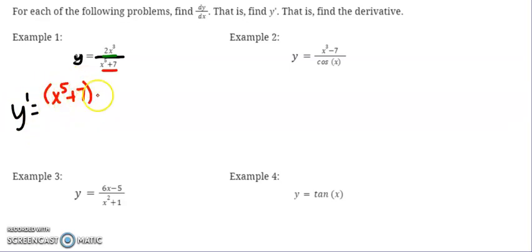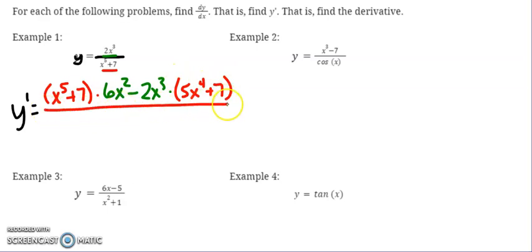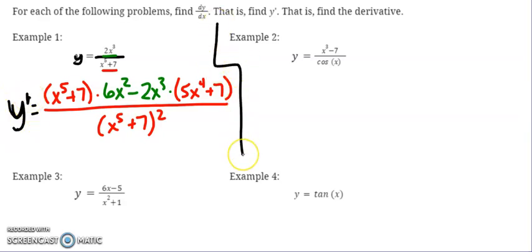low d high minus high d low all over low low, or low squared. And that's it. Leave your answer. It's a mess, but you have found y prime. You have completed your task. It's done. It's over. You could use algebra to clean stuff up if you wanted to. You can multiply these things together and then multiply these things together and then combine like terms and do a whole bunch of stuff. But we're not going to.